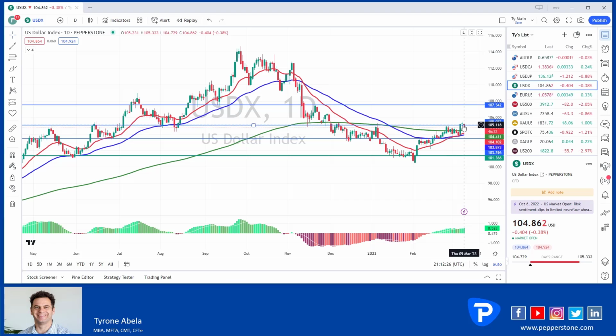Obviously, the euro is the one we're going to trade. We'll have a look at that in a second. But good move. It's done everything that we needed it to do, but it is still looking fairly strong. Okay, so be very, very mindful of that.